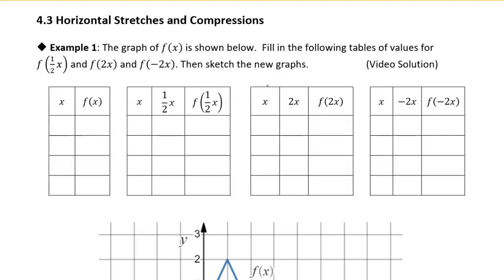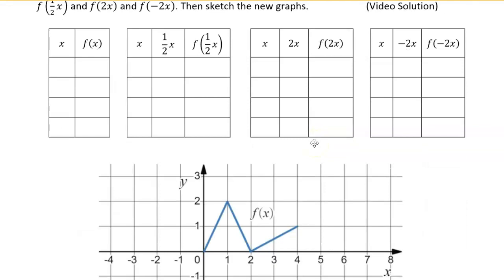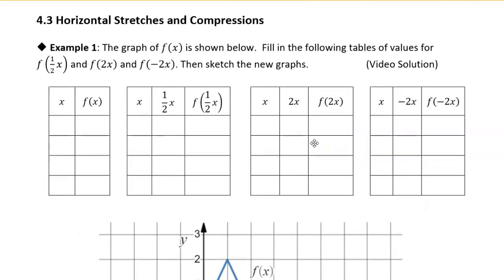And again, because we are working with an inside change, we're making a change to the input. Things are a little counterintuitive. So this can be a little bit challenging, but we'll take a look at this first example, and hopefully it'll make sense. So what we have here is the graph of f of x, and we're asked to fill in these tables for f of 1/2 of x, f of 2x, f of negative 2x.